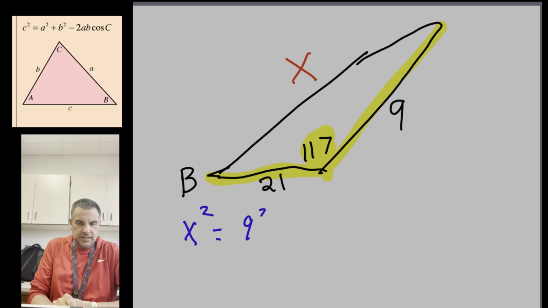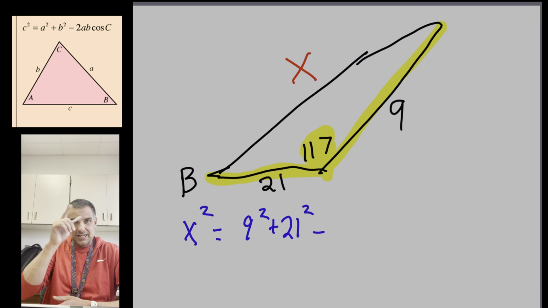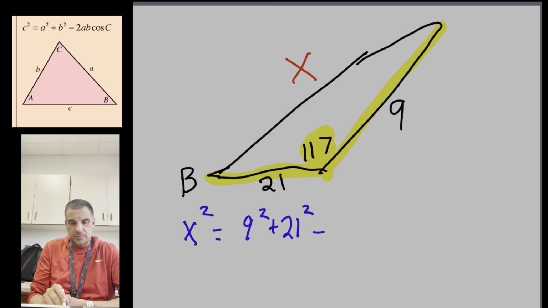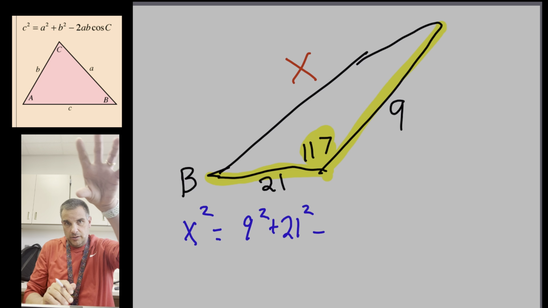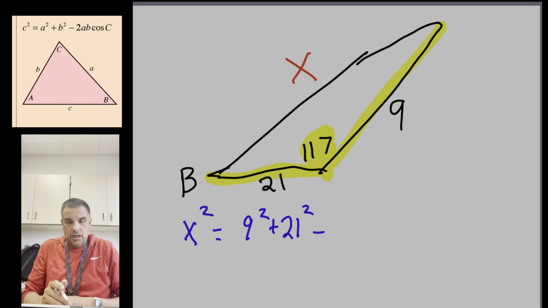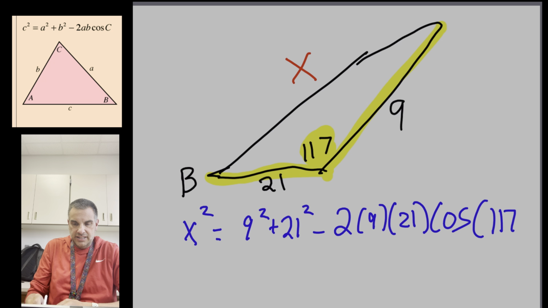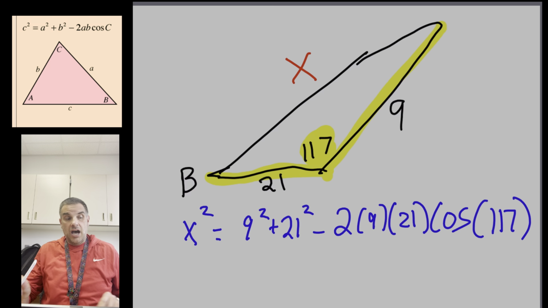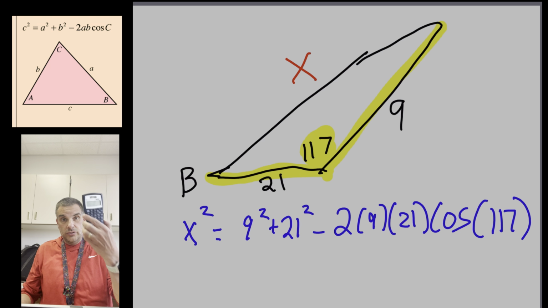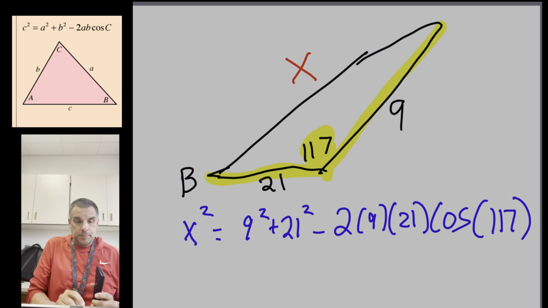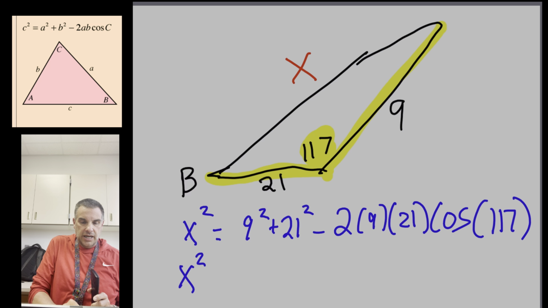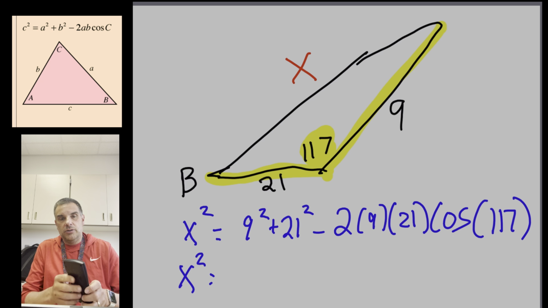So that's going to be 9 squared plus 21 squared minus, and I'm just going back to the formula that was on the previous page, and I'll put it over here in the corner up here, minus 2 times 9 times 21 times the cosine of 117. Okay, now this is where your calculator is going to come in very, very handy. You are just going to type it in your calculator exactly how you see it.